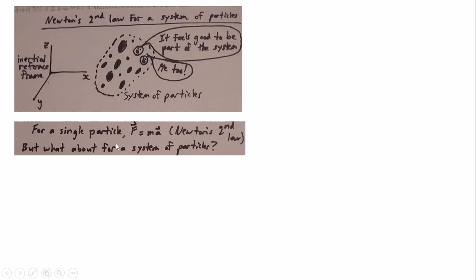Now the question becomes, what about for a system of particles such as is shown in this figure at the top? For a system of particles which are isolated from any external forces so that only internal forces act between them, the center of mass of the system moves in a straight line at constant speed or remains stationary.